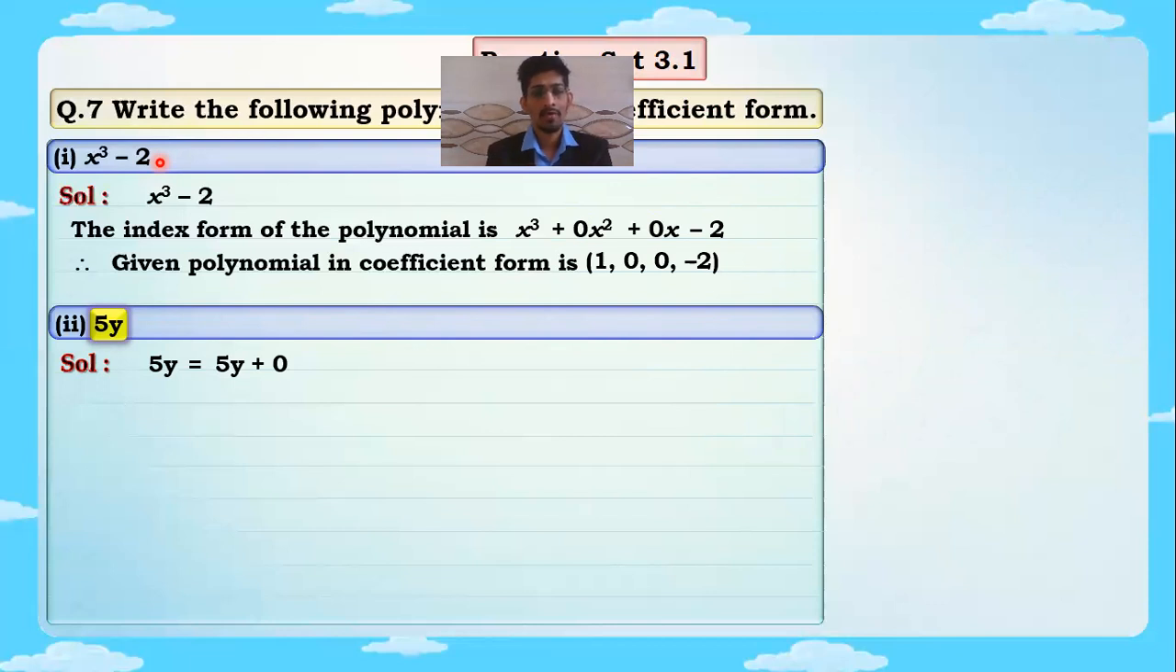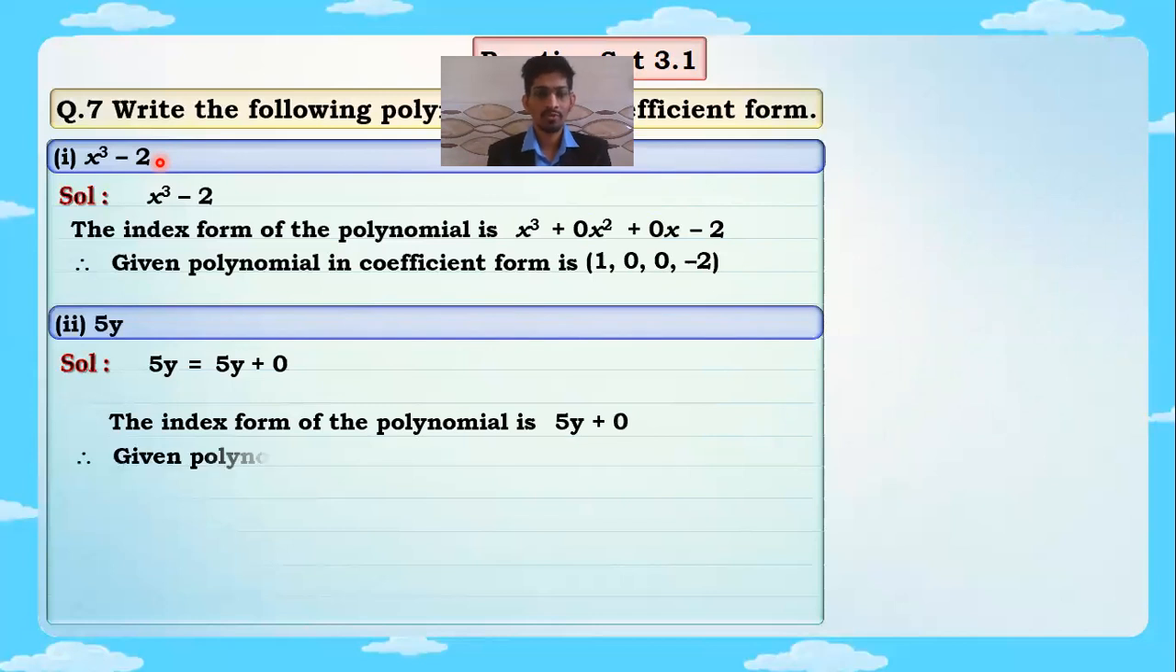Okay, once we have converted this in index form, now let us write down this in the coefficient form. This is the index form, 5y plus 0. In coefficient form, students, we are going to write the coefficients, that is coefficient of y, 5, and the constant term, that is 0. So let's write down this coefficient separated by comma in round bracket, that is 5 comma 0, as simple as that.